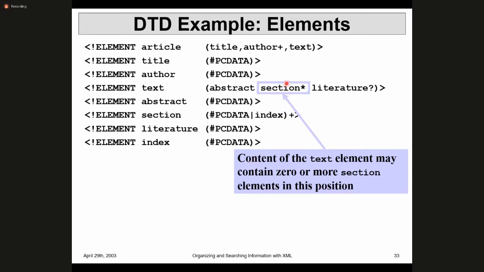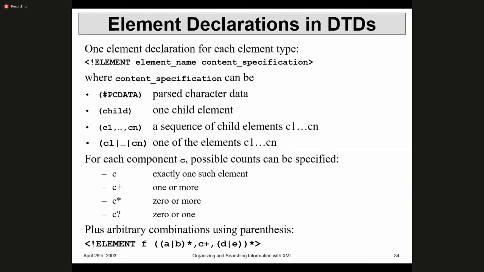So the content of the text element may contain 0 or more. So plus means 1 or more, asterisk means 0 or more, right? These are the things that you have to remember. Here it says declaration types. PCDATA means parsed character data. Child means one child element, right?